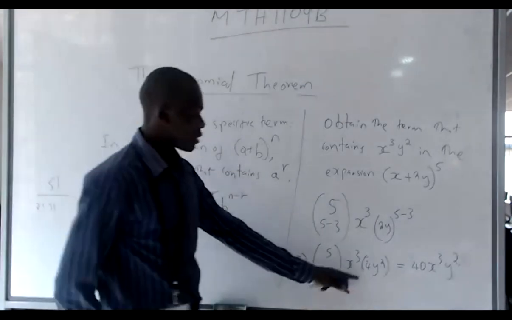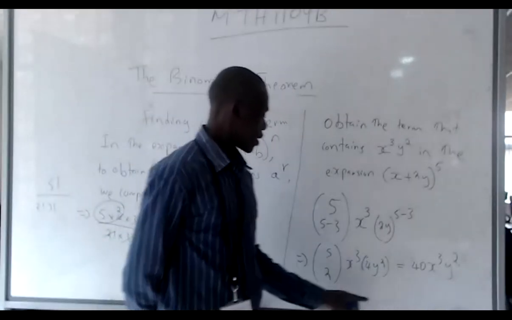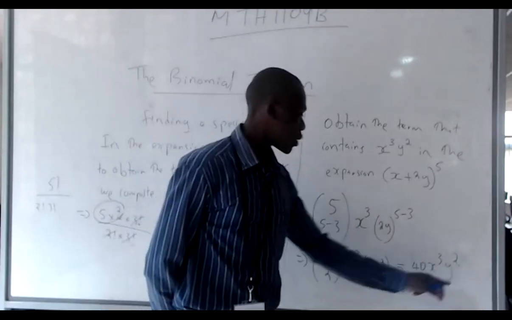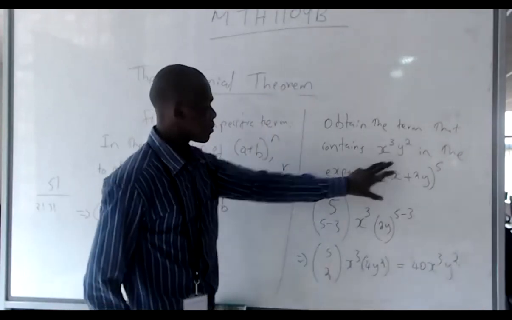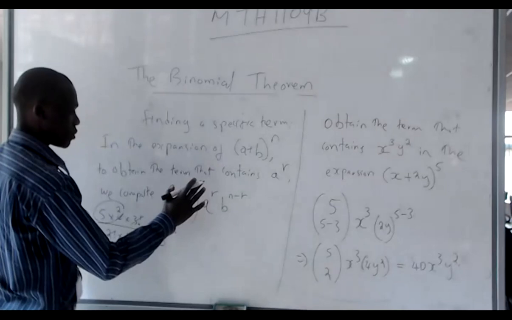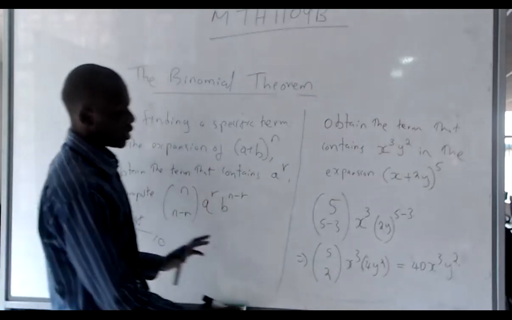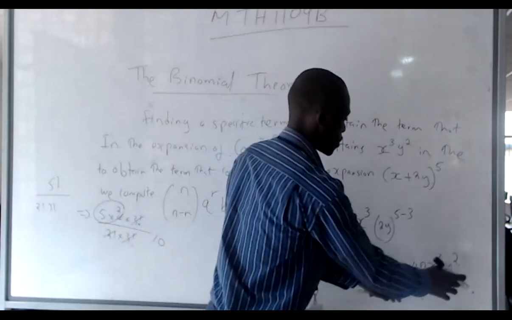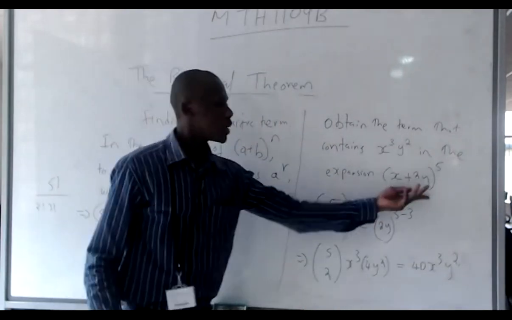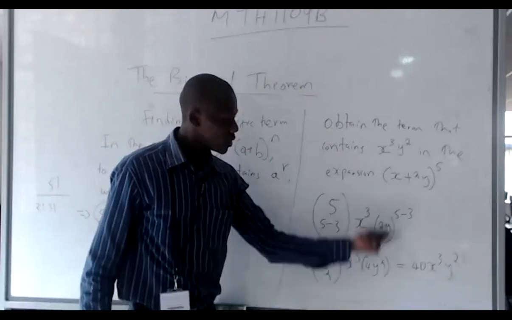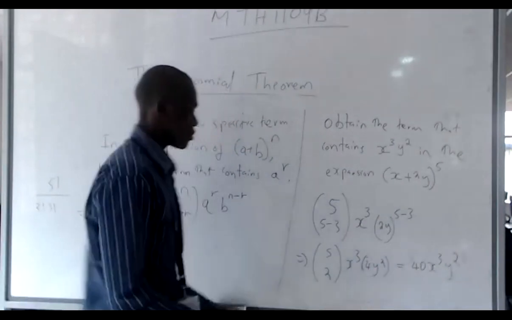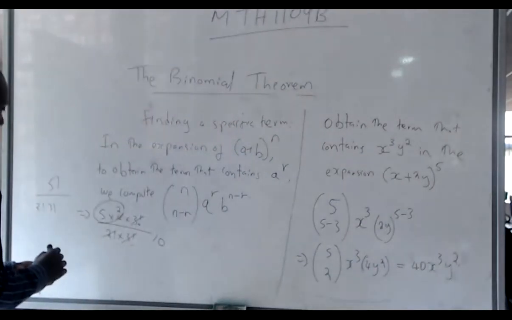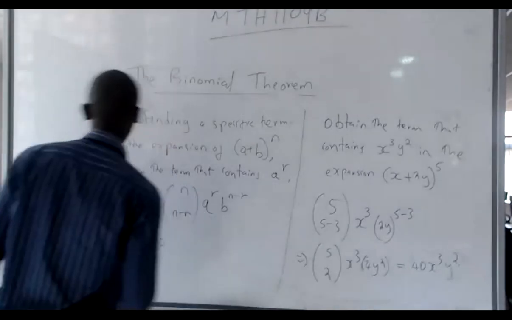So I've taken 10 times 4 to get 40, then I have x cubed and y squared. So in this expansion, this theorem or lemma tells us that the term that contains x cubed y squared will be 40 x cubed y squared. We can do this expansion to verify if this is true. Let's do the expansion and verify if this is true.